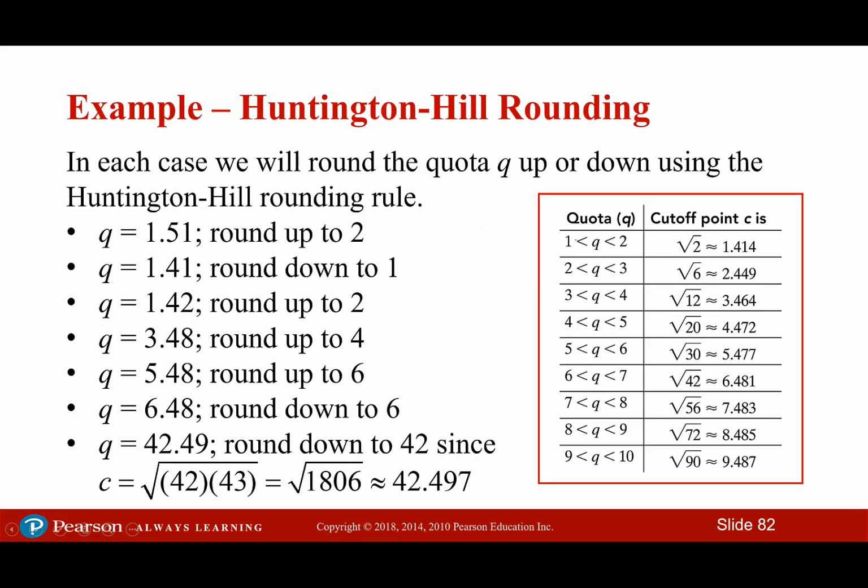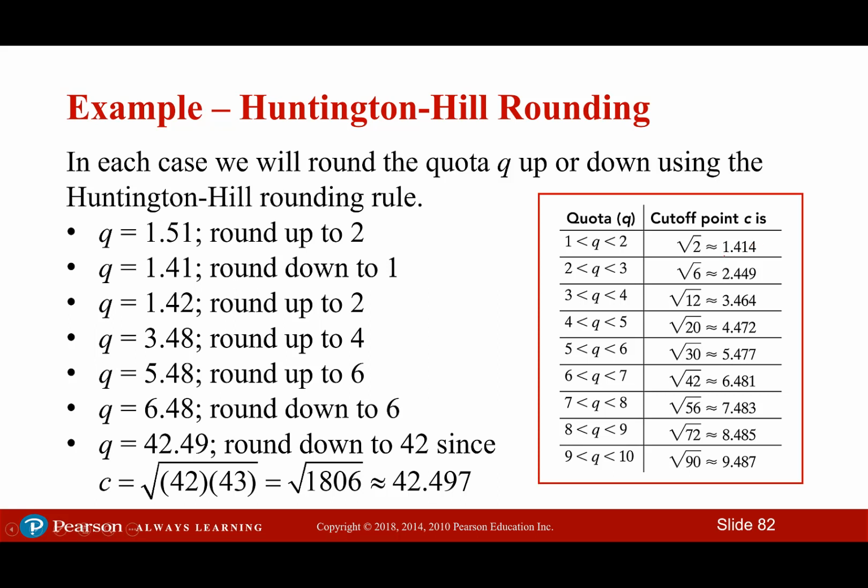So let's say you wanted to round off between 1 and 2. Between 1 and 2, you take 1 times 2, which is 2, and take the square root of that number. The square root of 2 is 1.414. So instead of using 0.5 like you normally do for Webster, we're going to use 1.41 to round up to 2.